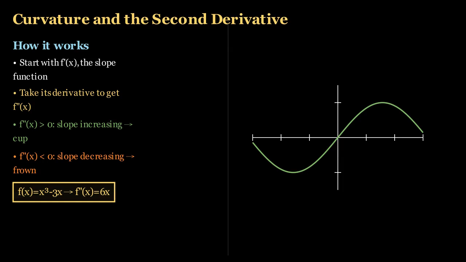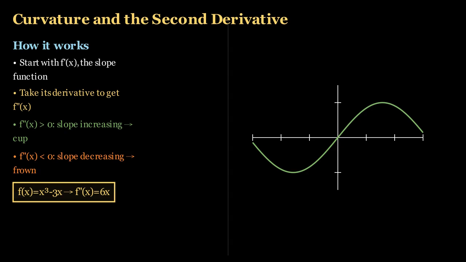Let's use the second derivative to find a special point on a roller coaster track. Imagine the track's height is given by our function f of x equals x cubed minus 3x. We want to find the point where the bend flips, where you go from being pulled down into a frown shape to being pushed up into a cup shape. This is called an inflection point. To find it, we set the second derivative equal to 0, because that's where the rate of slope change is momentarily 0 before switching sign.